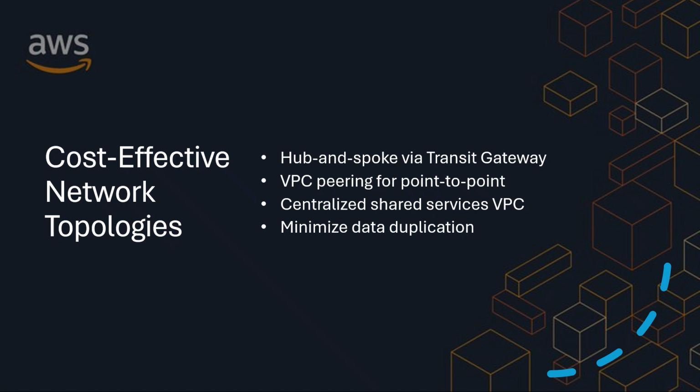Network topology also affects the cost. Transit Gateway offers scalable hub and spoke connectivity, but it has a high per GB data processing cost compared to VPC peering. For simple point-to-point communication, VPC peering may be a more cost-effective choice. Many enterprises use a centralized shared VPC for DNS, authentication, logging, and security tools, reducing the duplication and cost across multiple VPCs. Thoughtful topology design ensures scalability and connectivity without unnecessary expenditure.